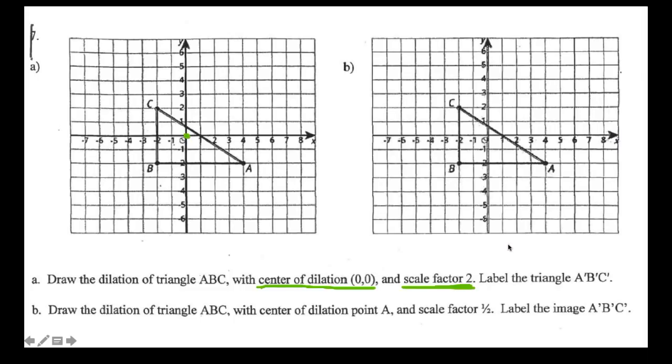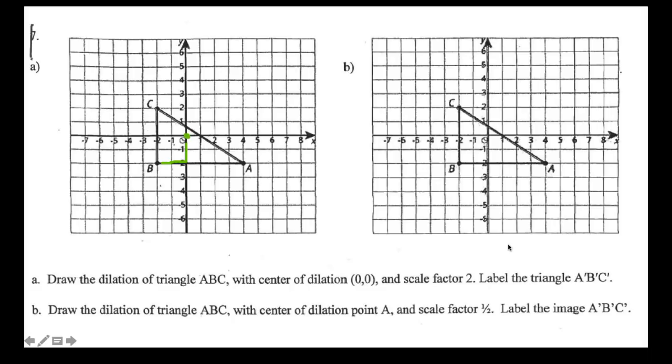Number 7. 7A. Draw the dilation of triangle ABC with the center of dilation 0, 0, scale factor of 2. So I've already marked the center in green on A. Our scale factor of 2. Now I'm not going to draw rays on this because I want you to see how to work the grid without the rays, in case that's helpful. If you need the rays, you can draw rays as long as you want. So I'm just going to focus on using the grid for the pattern. So let's see what happens here.